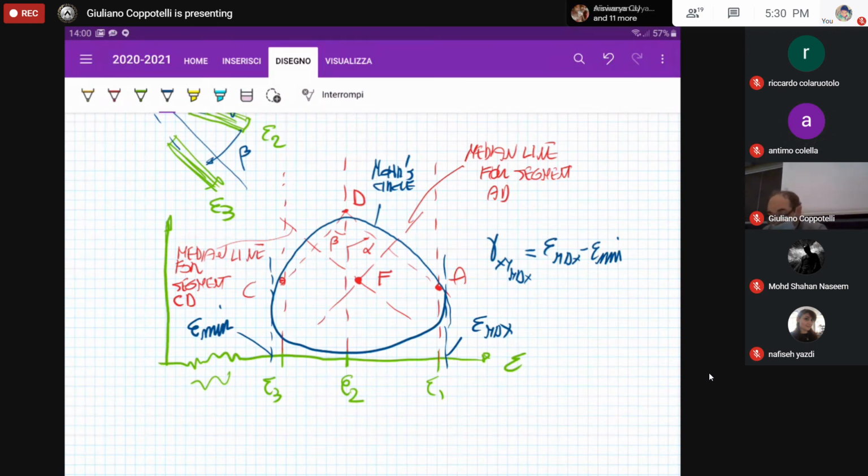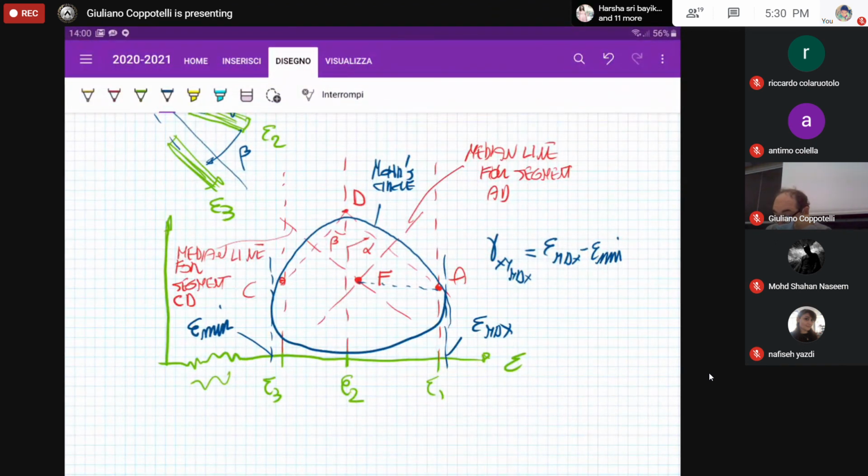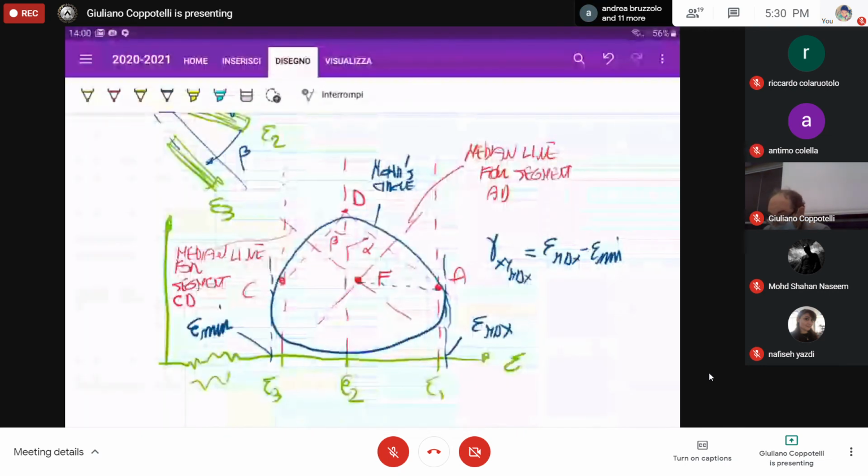The radius of the circle is by default whatever distance between the F and the A or D or C, because the F point is obtained by intersecting two median lines. So the F point, this intersection, is at the same distance from point A and D, but also C. So that's the reason why it is the center of that circle passing through C, D, and A.